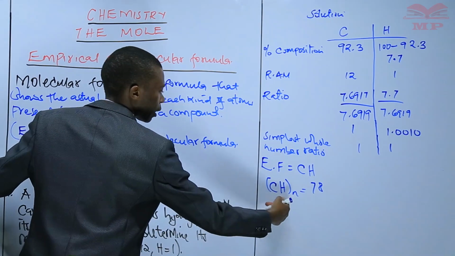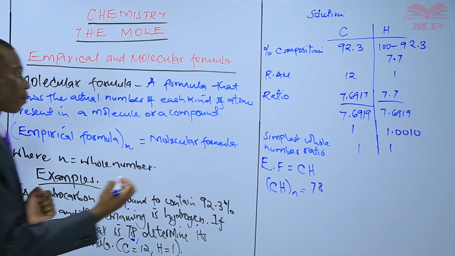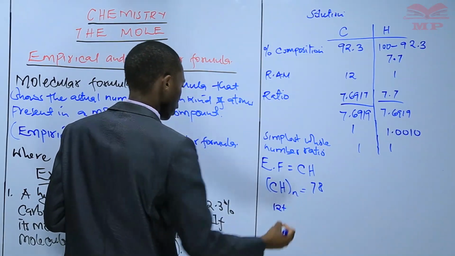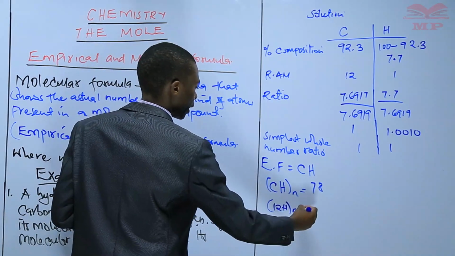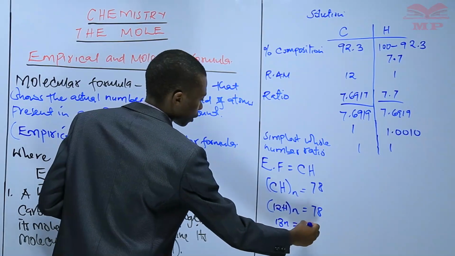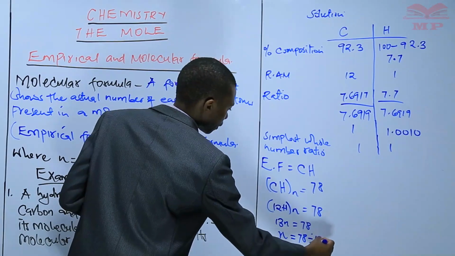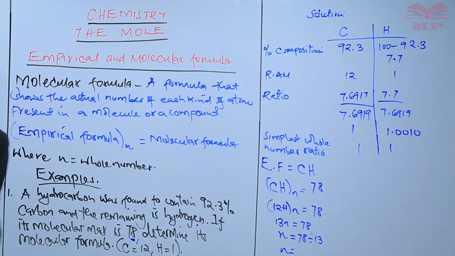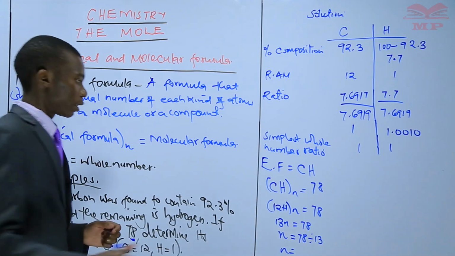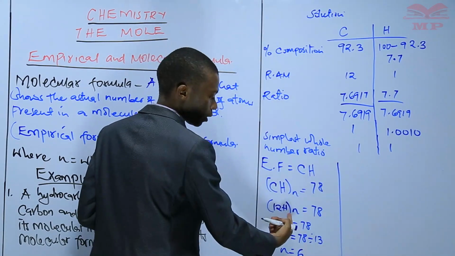Then we sum up the relative atomic masses of carbon and hydrogen. Carbon is 12, then you add hydrogen, which is 1, in brackets, N is equal to 78. Therefore, this is 12 plus 1, that is 13N equals 78. We now get the value of N. N will be given by 78 divided by 13. Therefore, N is equal to 6. The value of N is 6. And therefore, for the molecular formula, you just substitute N.